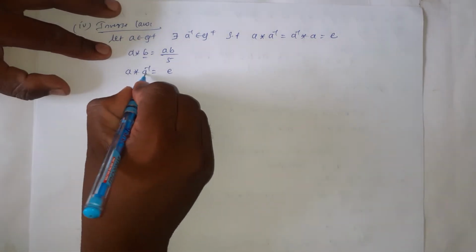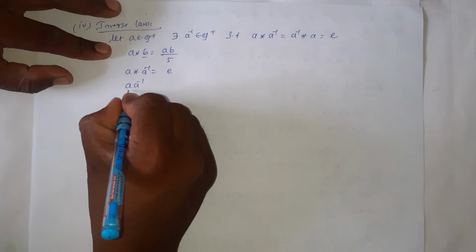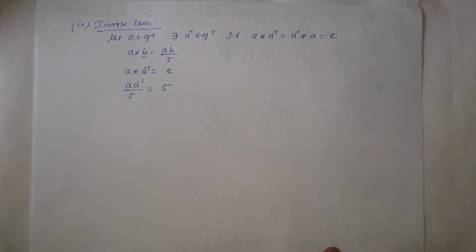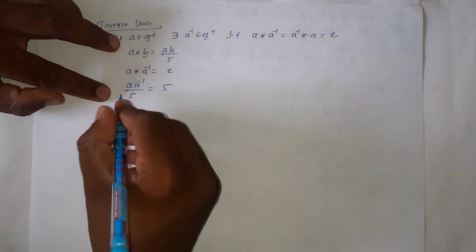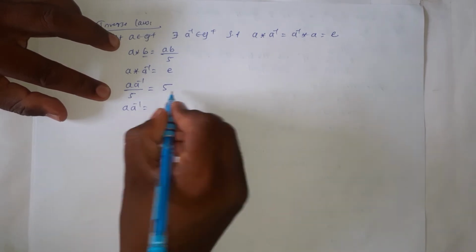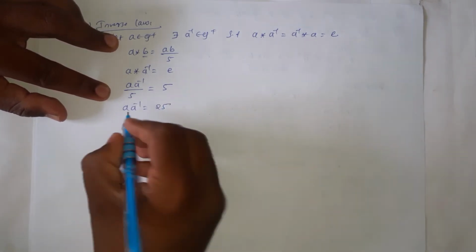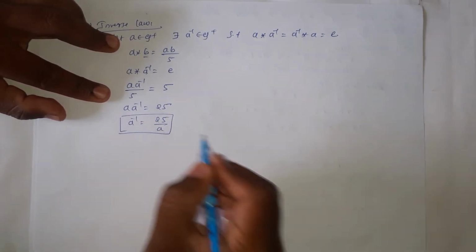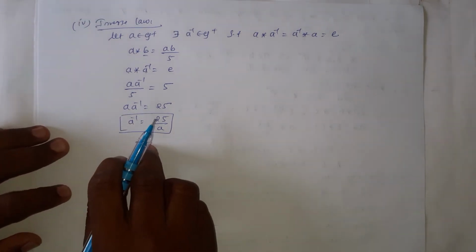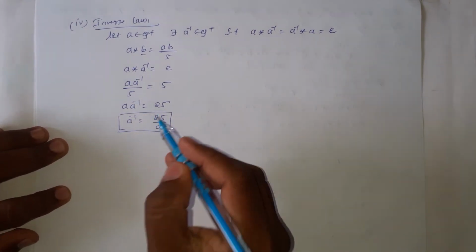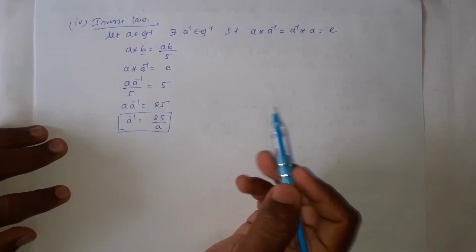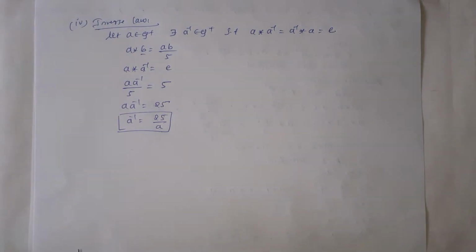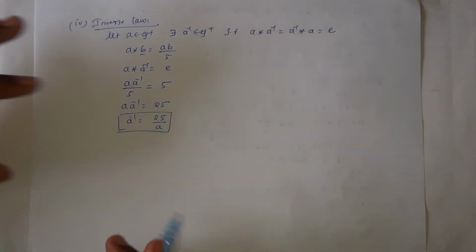So, here A star A inverse equals what? A into A inverse divided by 5 is equal to the identity element that we have found, that is equal to 5. Then A into A inverse is equal to 5 into 5, that is 25. Then A inverse is equal to 25 divided by A. So, therefore, this is the inverse of A. If you want the inverse of B, then that is equal to 25 divided by B. If you want the inverse of C, then that is 25 divided by C. Like that, each and every element of Q plus will have an inverse.